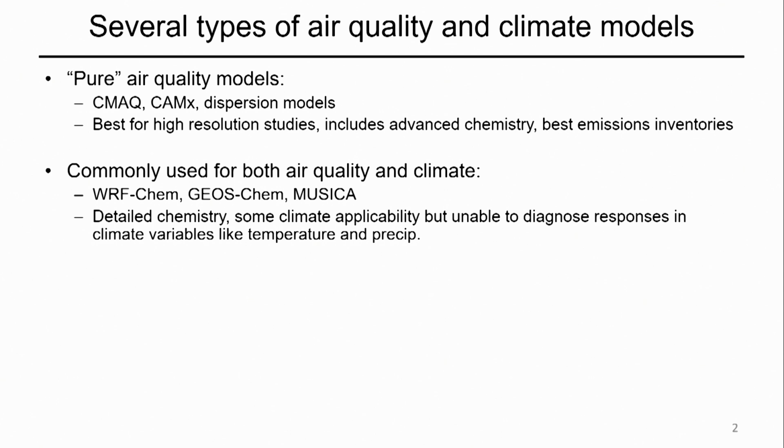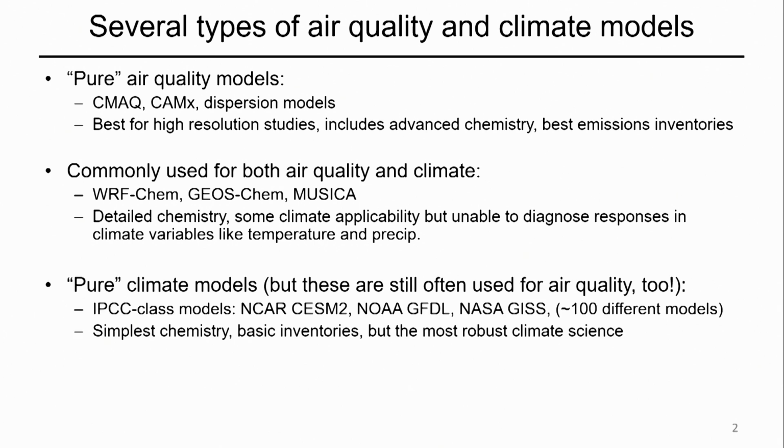These also typically have pretty detailed chemistry and some climate applicability, but often are unable to diagnose responses in things like temperature and precipitation based on changes in aerosols. And then we have the pure climate models. These are the IPCC or CMIP class models that I think people are probably familiar with. There are, I think, 50 to 100 different models out there now in CMIP, some of them listed here. These were really designed to be climate models, but they still get used for air quality.